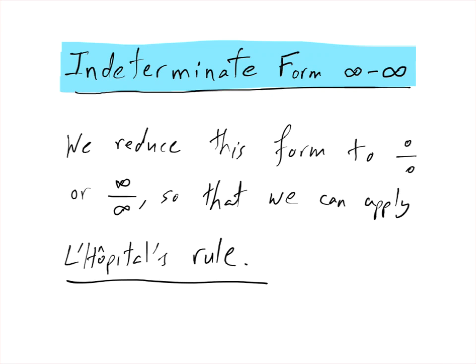Now we consider the indeterminate form infinity minus infinity. These two should be reduced to 0 over 0 or infinity over infinity type in order to apply L'Hopital's rule. Let's look at two examples.